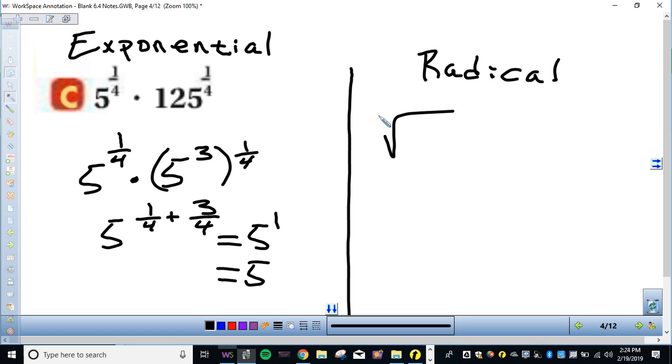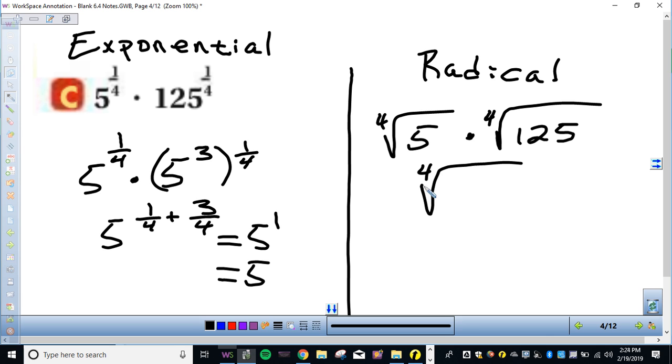So we can do the 4th root of 5 times the 4th root of 125. So when you've got the exact same, in this case 4th root, it could be square root, they could both be cube root. When I have the same index number, that's what that 4 is called, index, you can multiply what's underneath. 5 times 125 is, you can do that, come on. 5 times 125. 625. 4th root is 625.